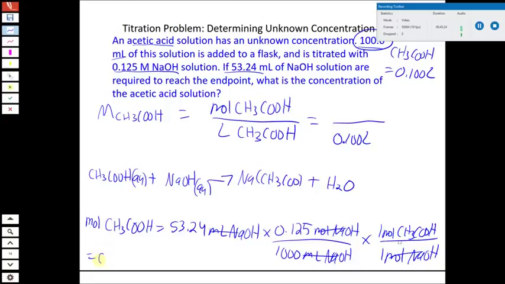So we end up with 0.00666 moles of acetic acid. This is an unlucky number, but this is just how the math worked out.